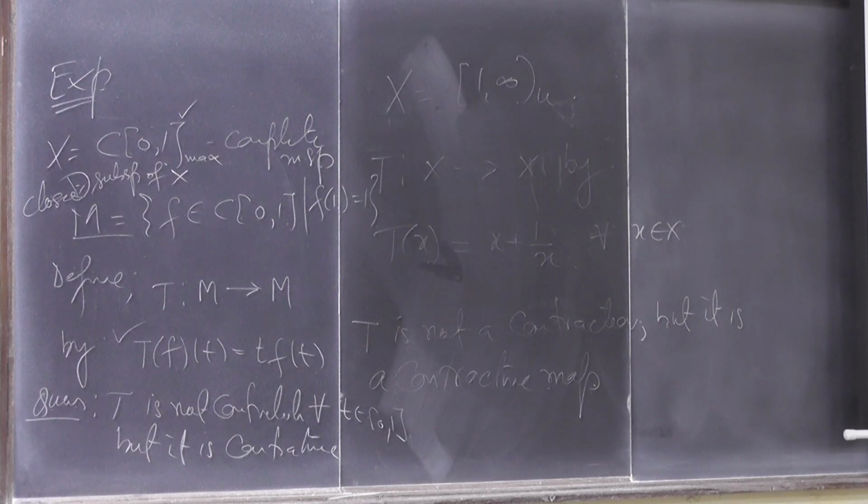Contractive and contraction. Because if it is a contraction, then it has a fixed point because M is complete. That's why in the theorem of complete space.